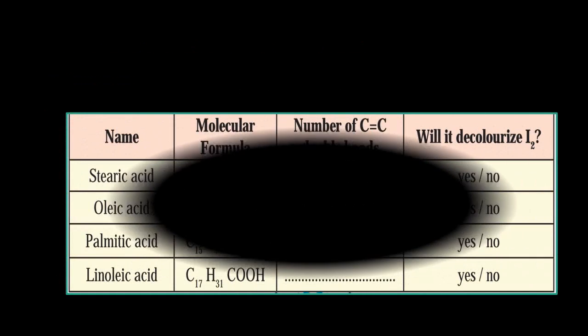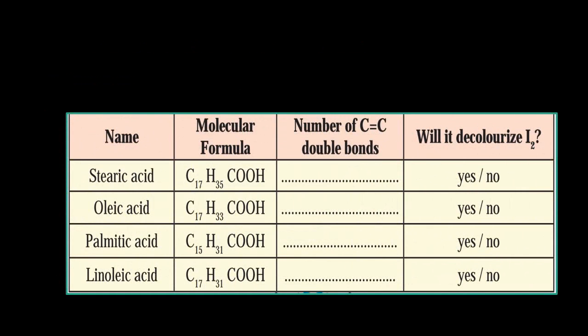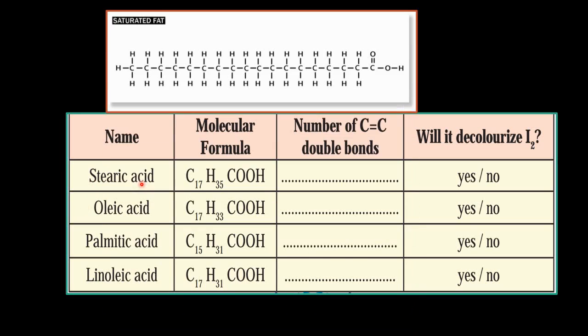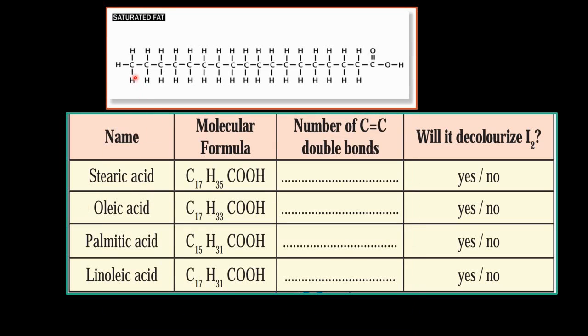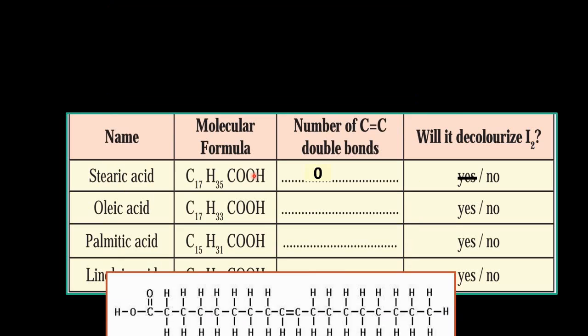Let us see the iodine and bromine test for some other hydrocarbons as well. The first one you are seeing in the table is stearic acid. This is the structure of stearic acid, where you can find all the carbon atoms are linked with each other with a single bond. So you don't see any double bond. The number of carbon-carbon double bonds is 0. Will it decolorize iodine? No, it will not decolorize iodine.